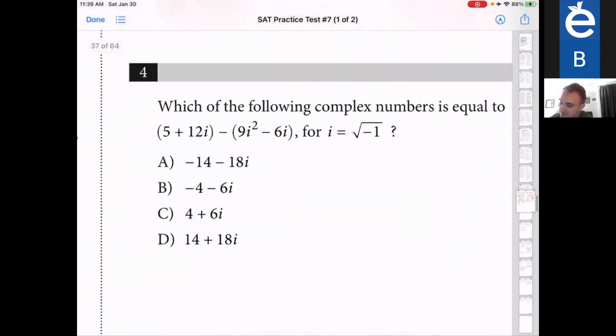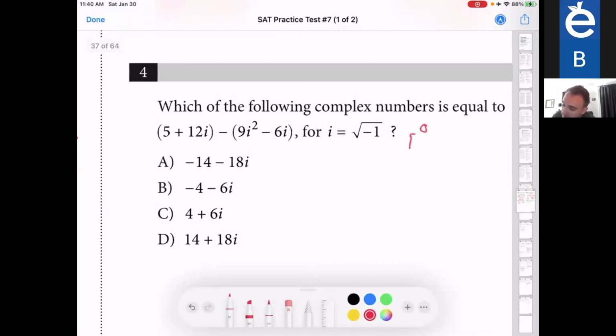Number 4. Which of the following complex numbers is equal to 5 plus 12i minus 9i squared minus 6i for i is equal to the square root of -1? So our imaginary numbers, right, we should have a couple memorized. We know that i really can't be written any other way. Let's start here. i to the 0, anything to the 0 is 1. i to the first is just i. i squared, and they're also telling us that it's the square root of -1. So i squared then must be -1.